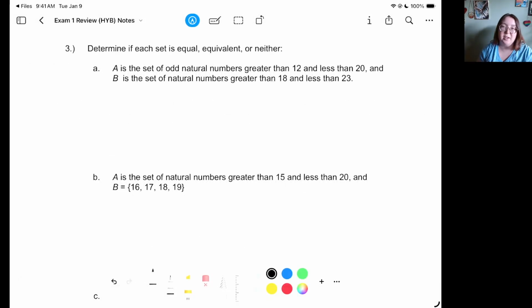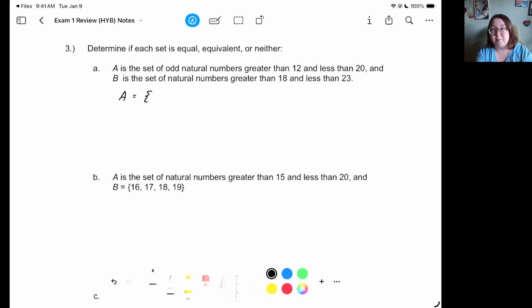For A, our set A is the set of odd natural numbers greater than 12 and less than 20. So let's establish our set A first. It's odd natural numbers, so positive whole numbers that are odd. It's greater than 12, less than 20. Greater than 12 means it's not equal to 12, and since they're odd numbers anyway, we wouldn't include 12.